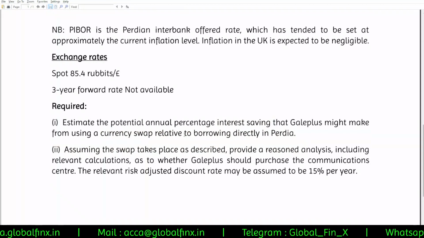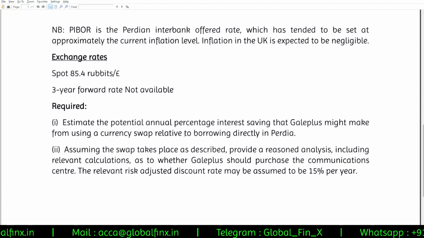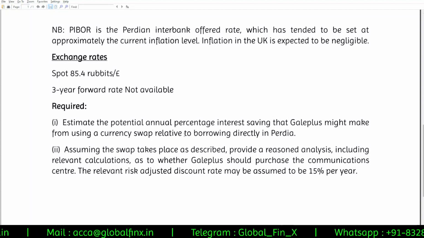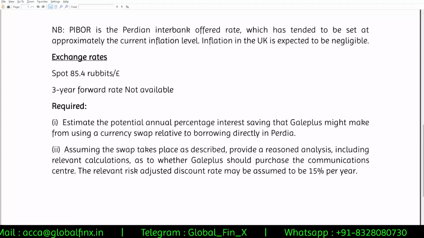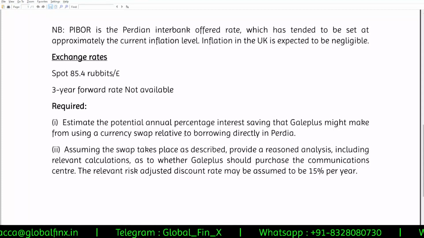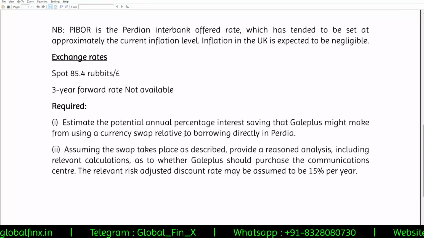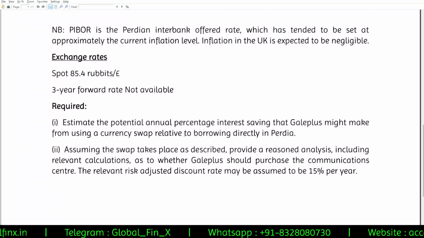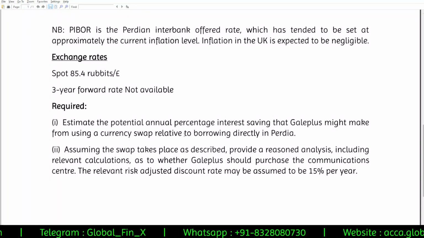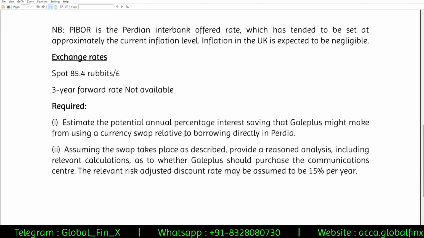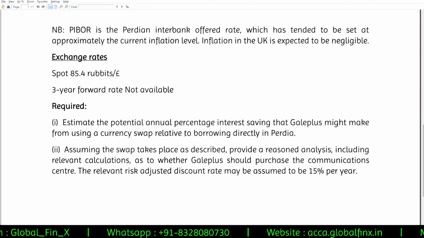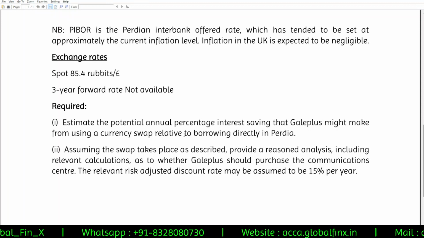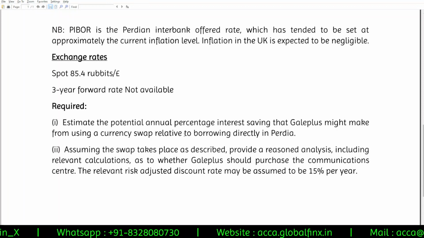Just to give you a quick recap of what needs to be done. We take the differentials between the fixed rate of interest in both the countries and also the floating rate of interest in both the countries, and the difference between the differentials will be the savings. And if they are sharing this, let's say the proposal of the swap says that one company gets 75% of the benefits and the other company gets 25%, then you have to allocate into those 75 and 25% proportionate ratios. That's what we need to do.